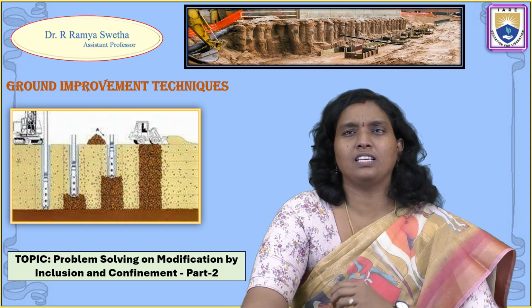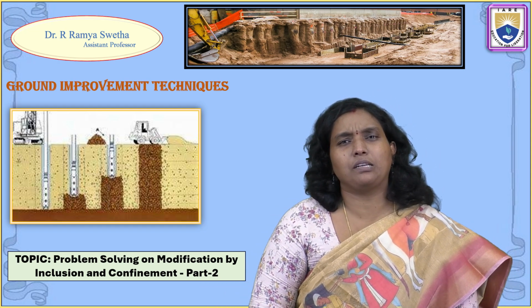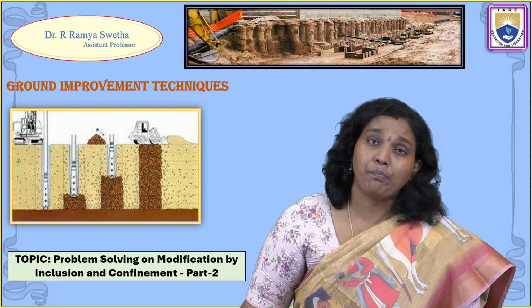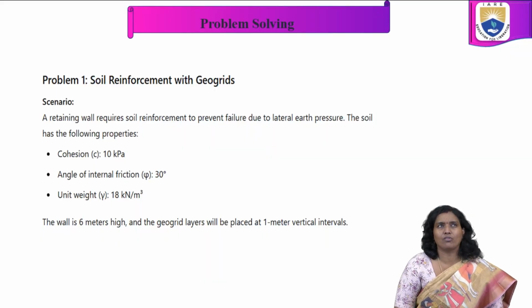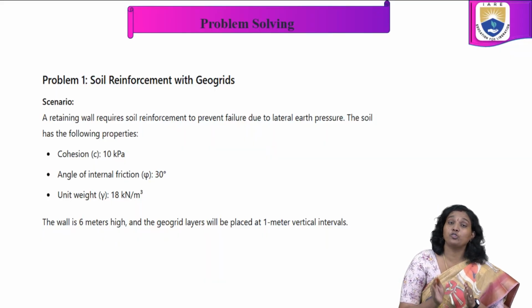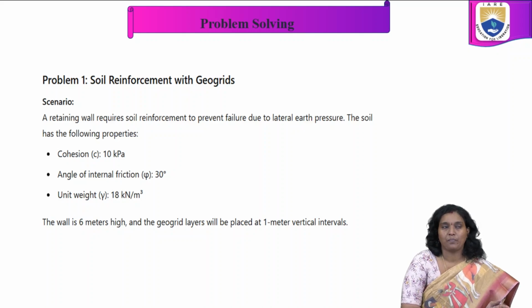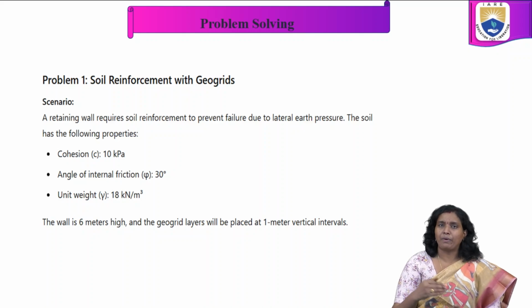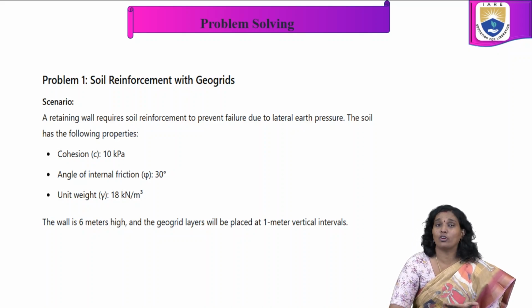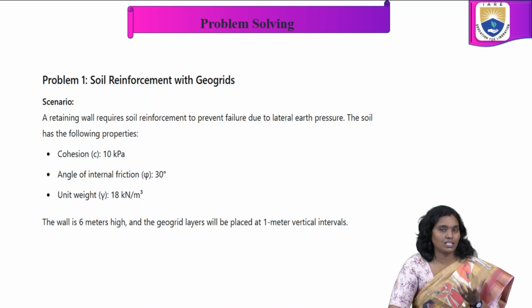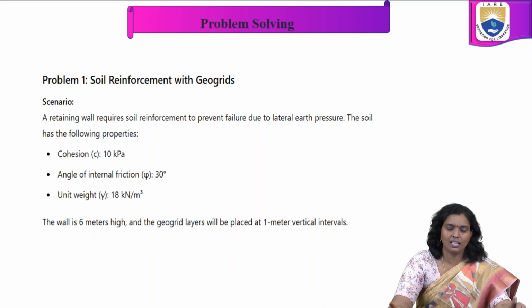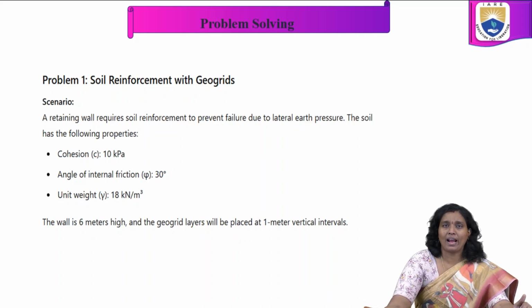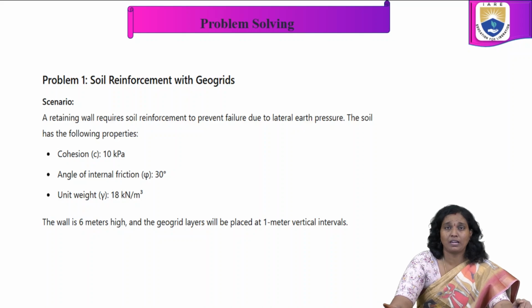Today, we are continuing the modification by inclusion and confinement. In the previous class, we understood soil reinforcement with geotextiles and also ground anchors. These are two different practical problems, and we saw how to solve them and the various steps involved in getting the expected outcome. Now in this class, we are understanding different kinds of practical issues and scenarios.